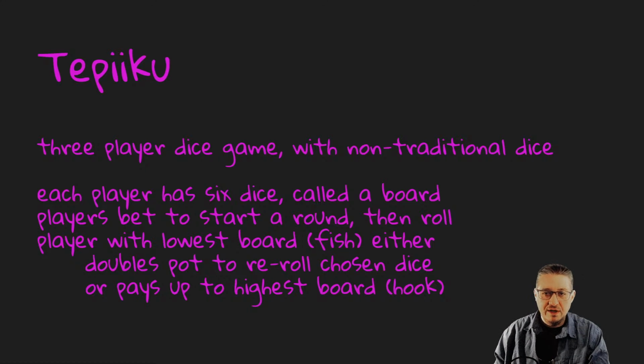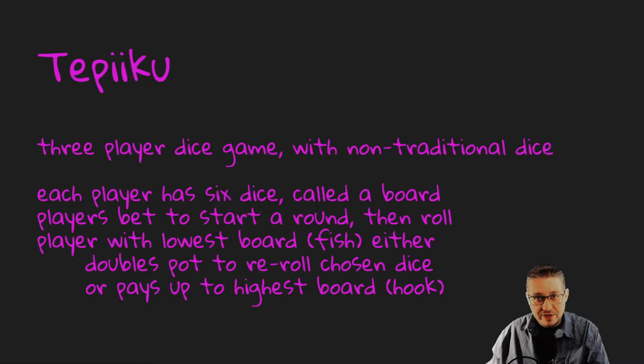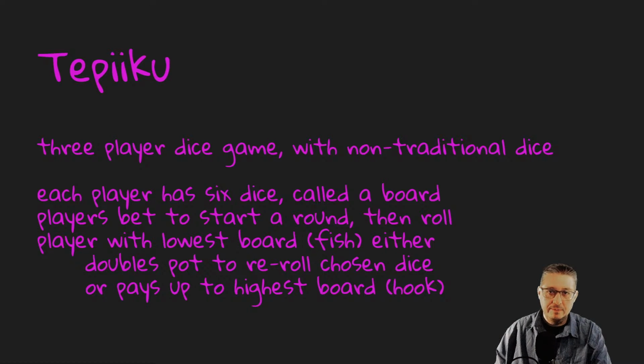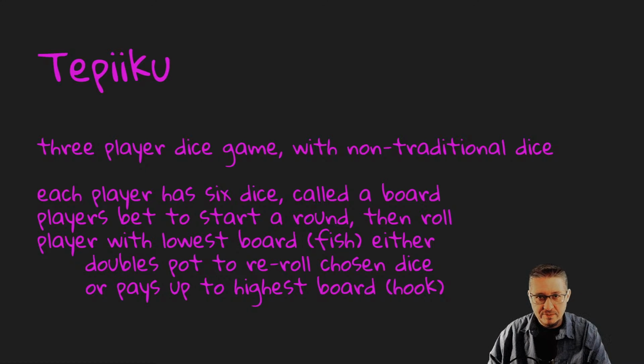Out of the 3 people, whichever person has the lowest board, the lowest score for their board, is the fish. And whichever person has the highest score for their board is the hook. And it's called fish and hook for the obvious reasons. The fish is on the hook to pay whatever the amount that's been wagered is to the hook. And the fish can do something about this, though. It's not like you just roll and you're stuck. There's room to improve your situation here.